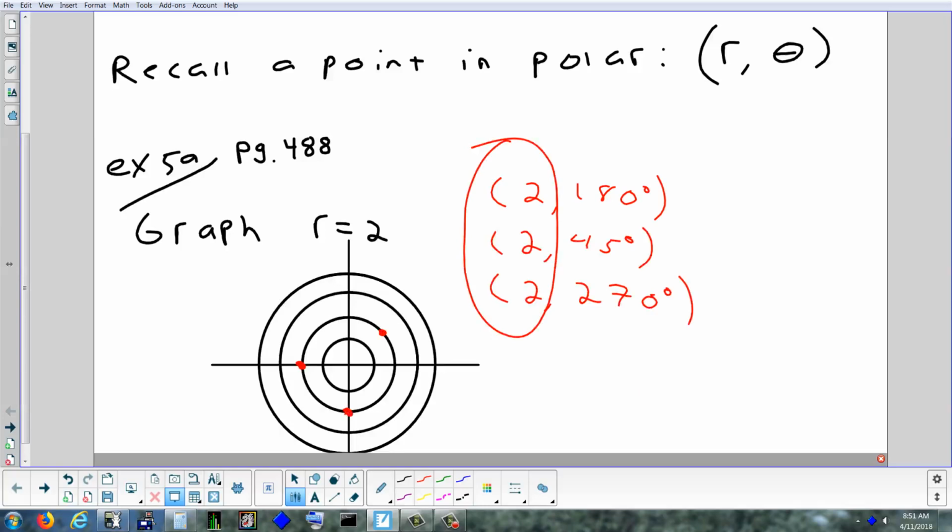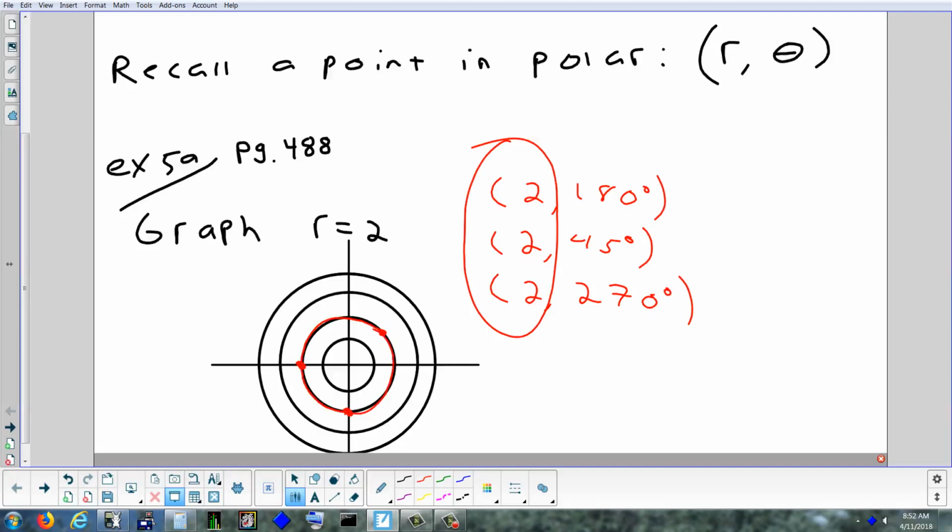Now, if I could graph every single possible point, what would my graph look like? Yeah, it's a circle. It's a circle with a radius of 2 centered at the origin. There's the graph of r equals 2.